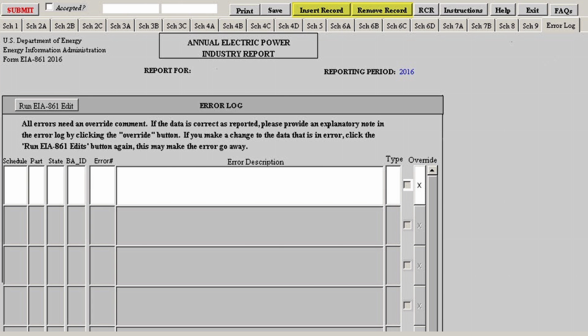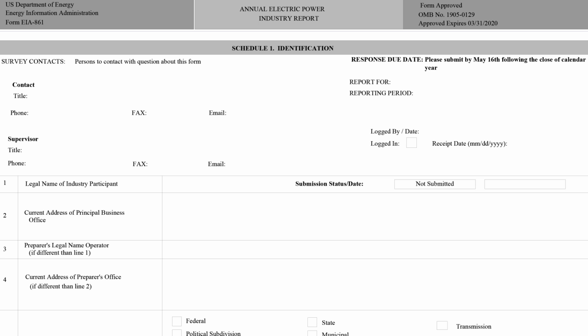You can insert or remove records using these buttons. If you accidentally add a different state, you just have to click Remove Record and it should be removed. To print your form, please click Print and it will take you to a PDF version of your form. You may save this to your computer for your records.